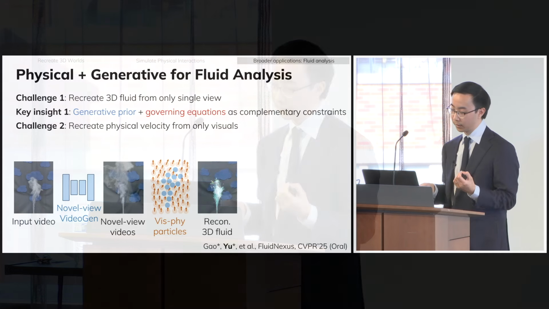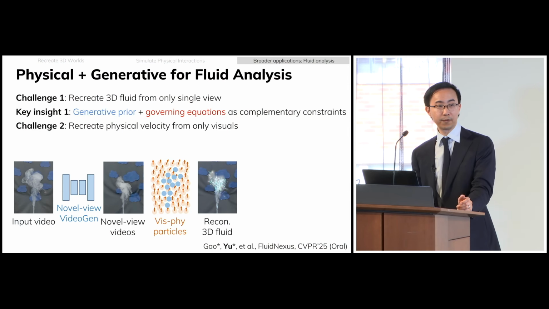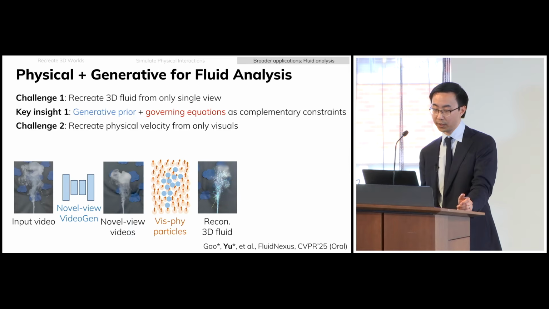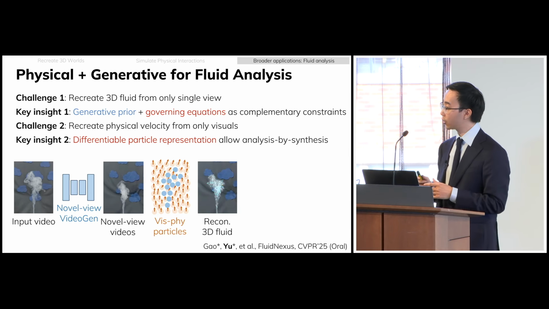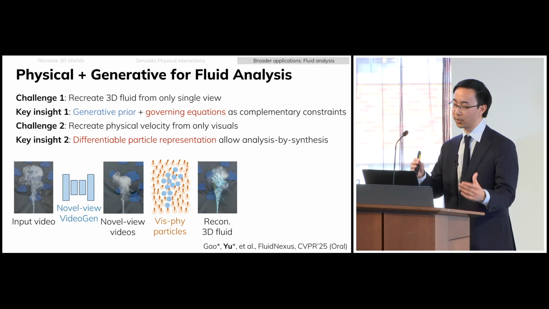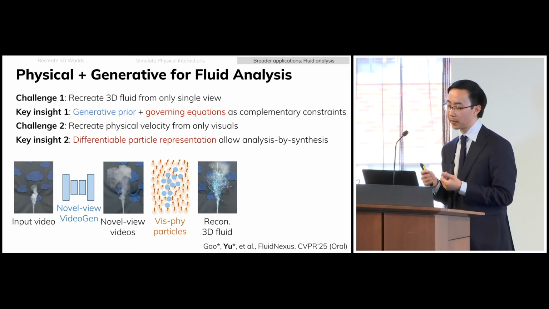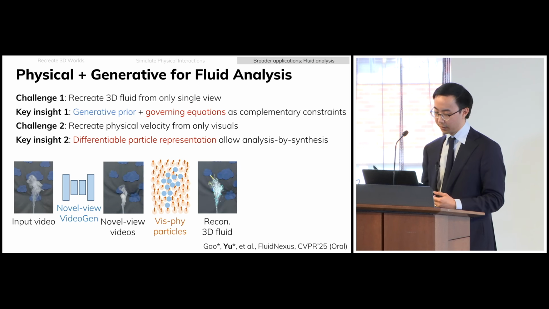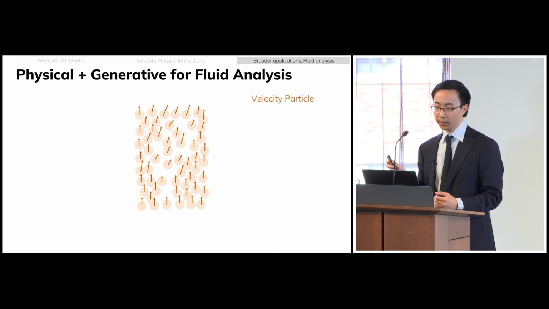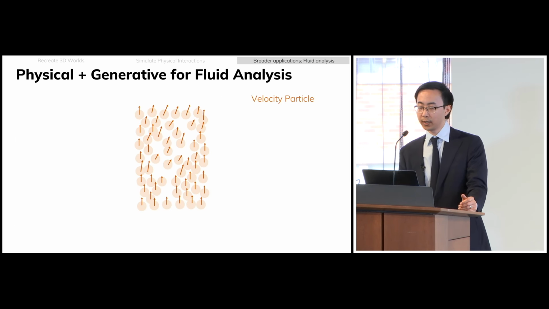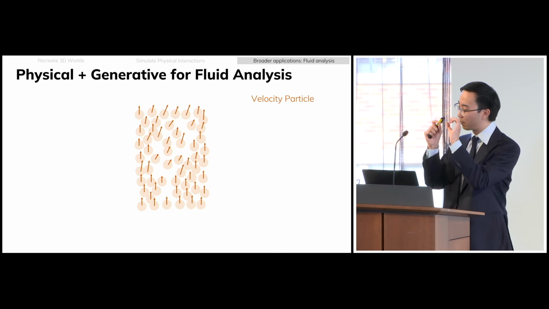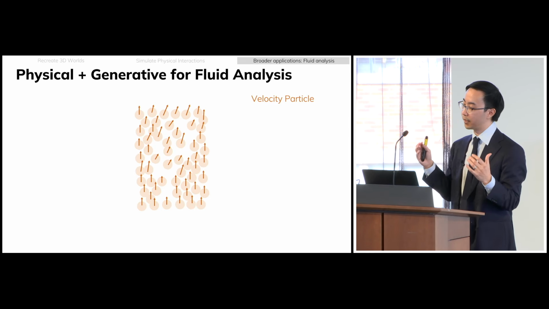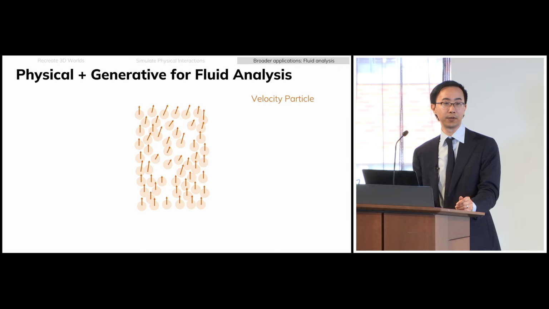And we introduce a visual physical particle representation where we can enforce the Navier-Stokes equation to constrain the reconstructed fluid motion. For recovering the physical velocity from only visual observations, the key idea is that the differentiable particle representation can bridge the visual representation to the underlying physical fields by analysis by synthesis. Here's how. Specifically, our representation consists of velocity particles and radiance particles, where each velocity particle represents a small velocity field, and collectively, they represent a continuous velocity field in 3D space.